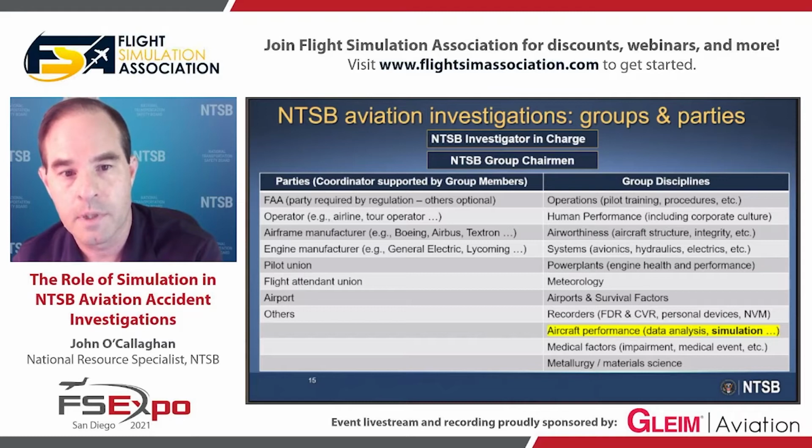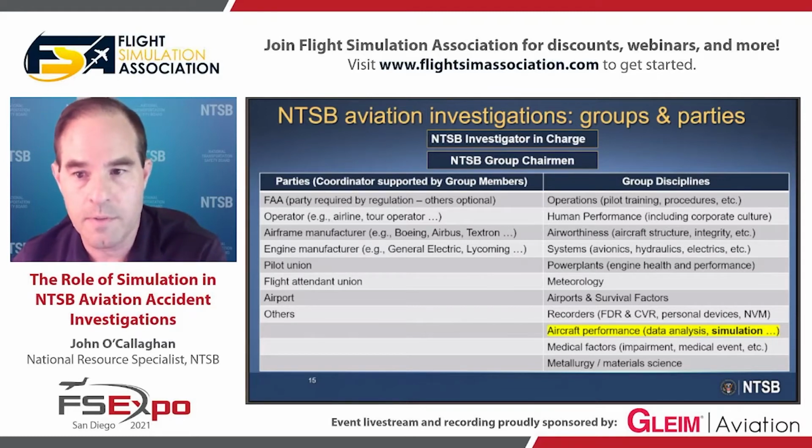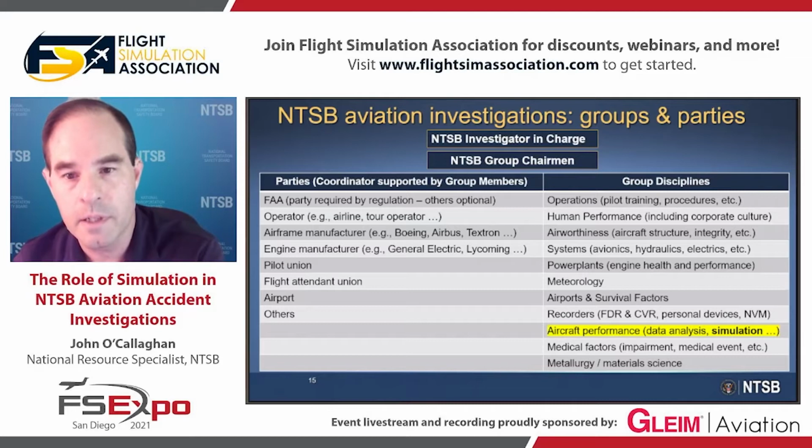productively. Aircraft simulation work addressing the physics of flight and the performance of the airplane takes place within the Aircraft Performance Group. The Aircraft Performance Group also provides technical support to the operations and human performance groups when piloted simulations are used to address operational and human performance questions. The parties that usually support simulation work are the airframe manufacturer, the operator, the pilot union, and the FAA. Note that the FAA is required by regulation to be a party to NTSB investigations.